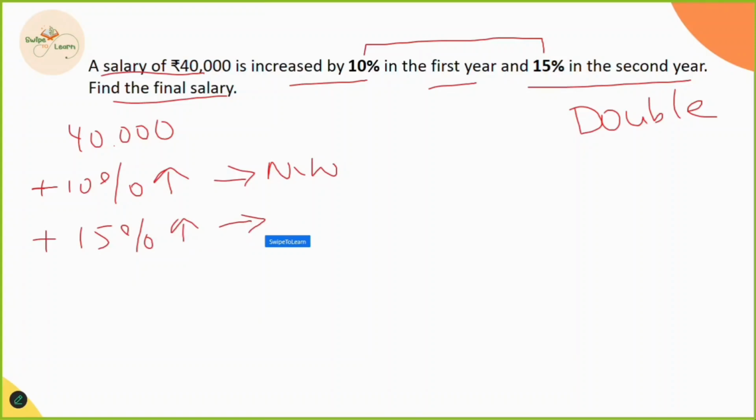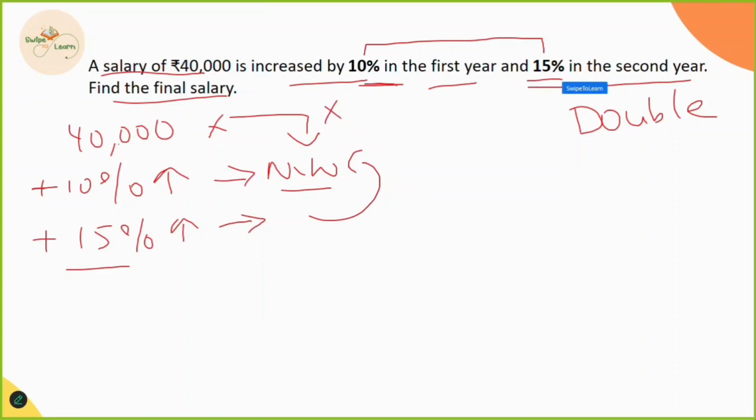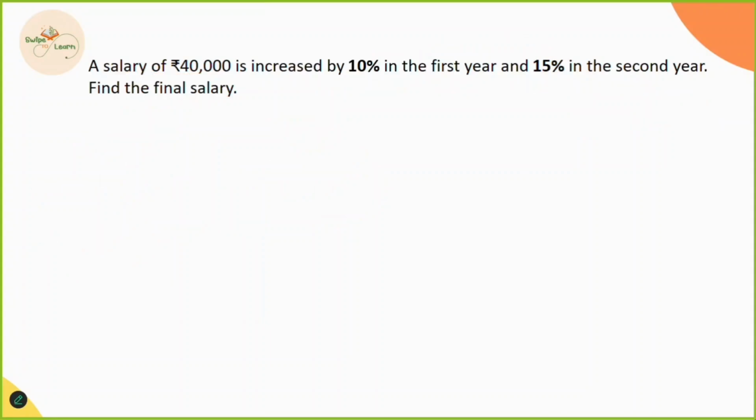And this 15% is not applied on the 40,000. This 15% is applied on the new salary after the 10% increase. Whatever the amount is after applying 10%, you will get the new salary, right? So on this new salary, you will apply this 15%, not on the initial 40,000 salary. Okay, don't just add the percentages. This is not how it works. Let's calculate them.